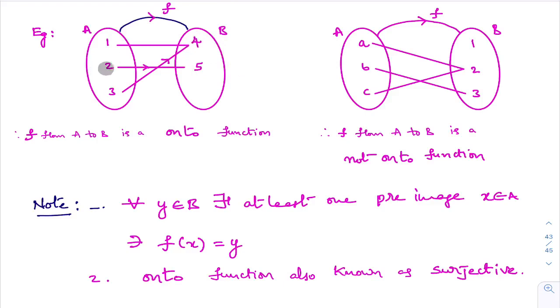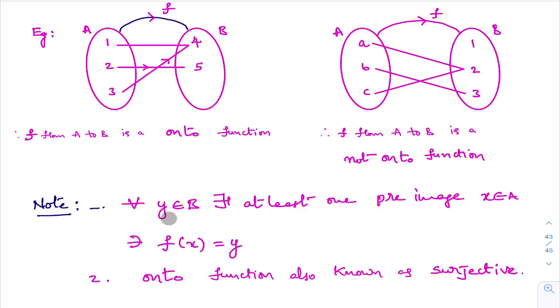Here f of 2 is what? F of 2 is final, like that. For the element y, if there exists x in set A, then how do you write it? You write it as f of x equal to y. Correct or not? F of x equal to y means what? The image of x with respect to f is y. At the same time, the pre-image of y is x.